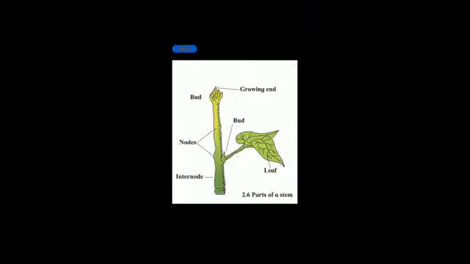Standard 7, chapter number 2, Plant Structure and Function. Yesterday, we covered parts of plants. We have seen the parts of plants, and from that, we covered the root. In that, we saw how the root is formed and what the function of the root is. With that, we also saw plumule and radicle, which we require to study the stem. Today we are going to learn the stem.